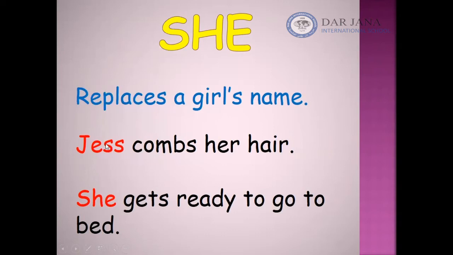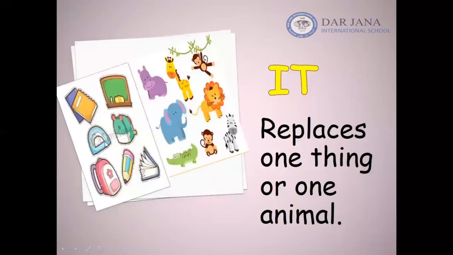Okay? So when it's a girl, we use she. When it's a boy, he. When I'm talking about myself, you use I. Okay. It replaces one thing or one animal. Let's take a look.